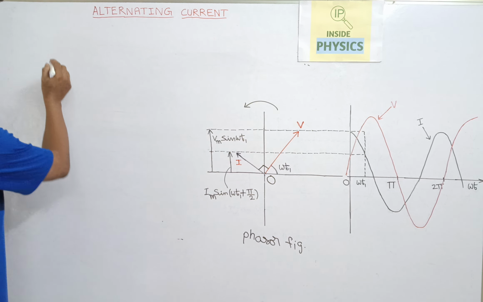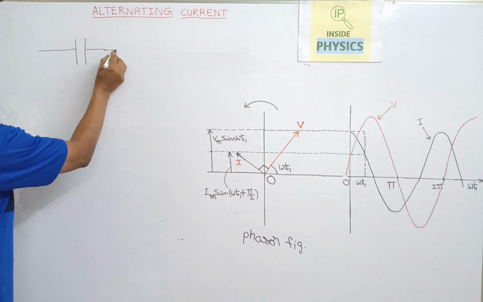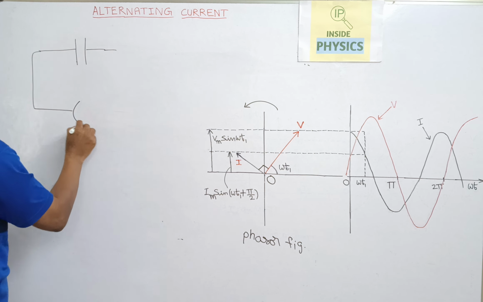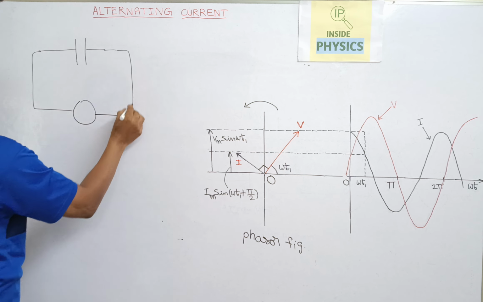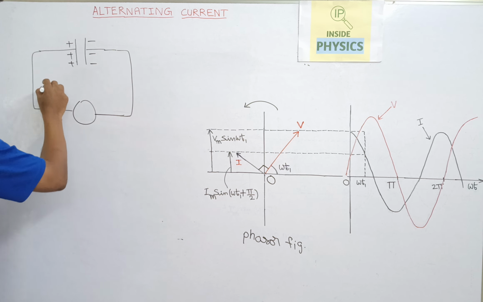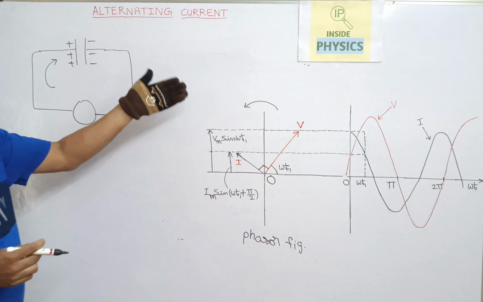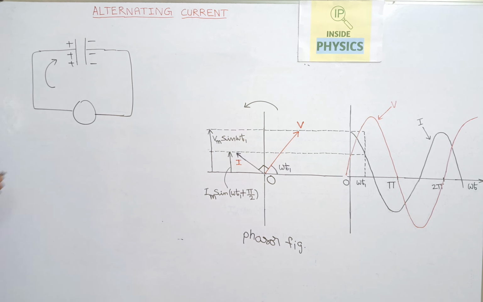See, whenever you connect a capacitor to an AC current, this is the positive side of the plate, and the current is flowing in this direction, from the positive plate to the negative plate. Here the power calculation is IV. The current is positive and the current is increasing.